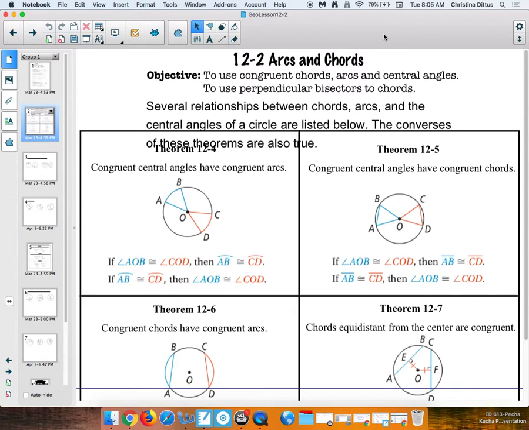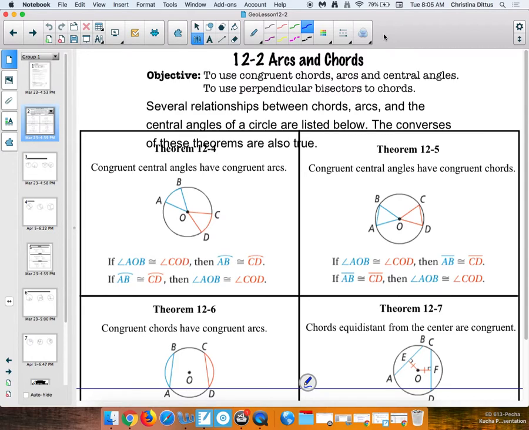Okay, so we have 4 theorems today, and that's all we're going to focus on. And all it says is that if you have equal stuff, you have more equal stuff. That's literally what all of these say. So when you go through the examples in your homework, you just need to look at what you have and then refer back to these theorems.